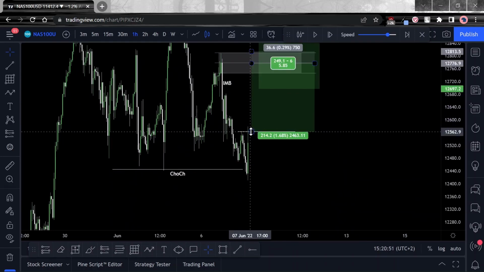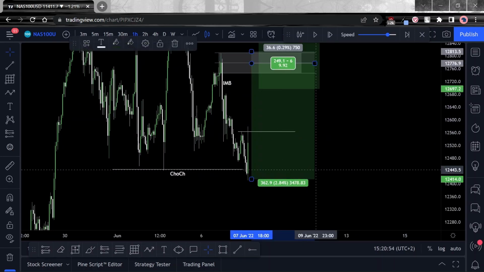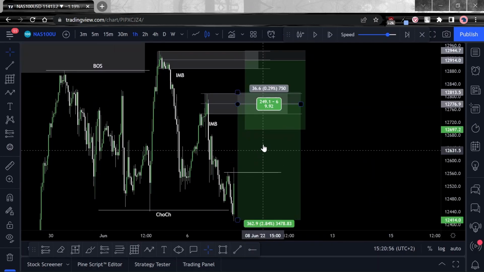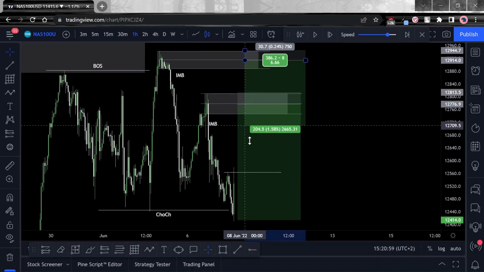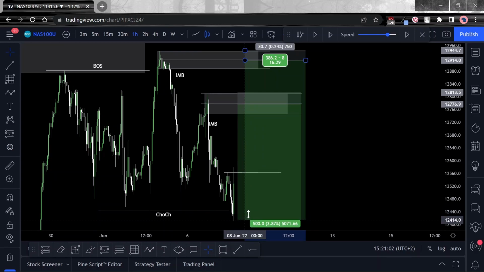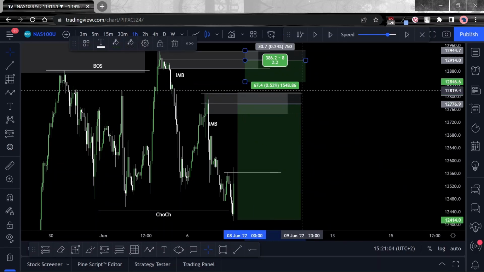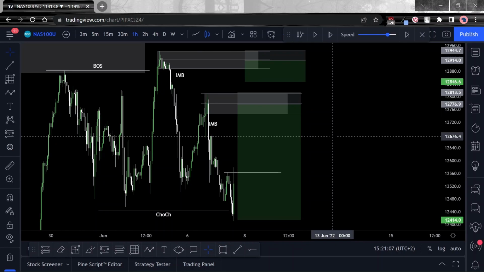So where am I looking to take profits? I'm looking to take profits right at the point where the move started. This one would be a 1 to 9 and this one would be a 1 to 16. So whilst I wait, I'm just going to drag this upwards, and then I'm going to wait for the market to come into my POI and see if it's going to respect my POI.